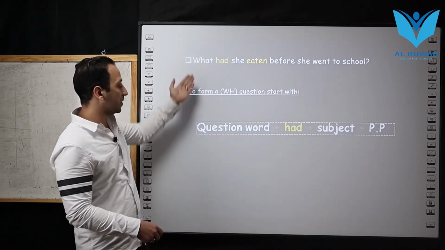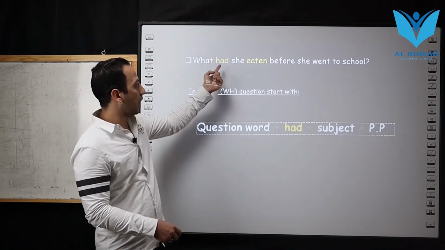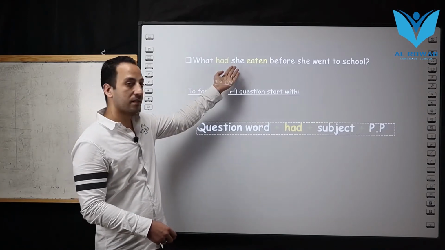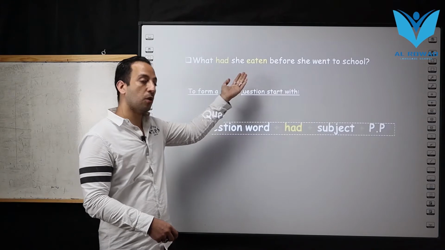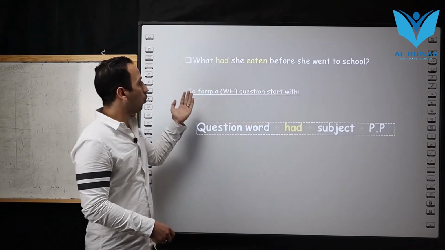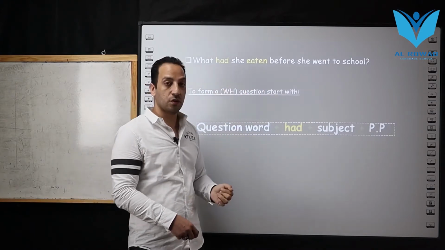Like this example, what is a question word. After what, I put had. After had, the subject, and the past participle of eat is eaten. So, what had she eaten before she went to school?